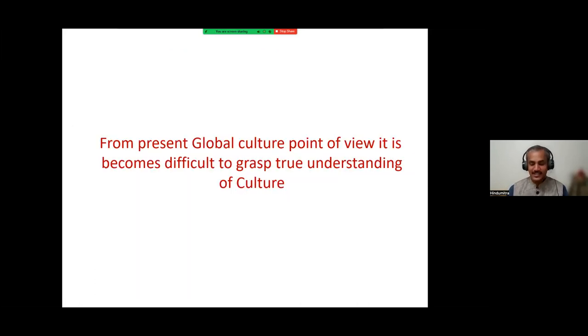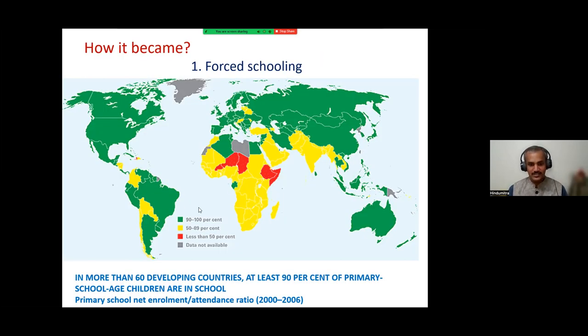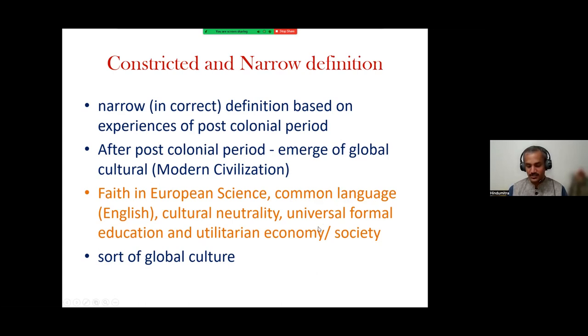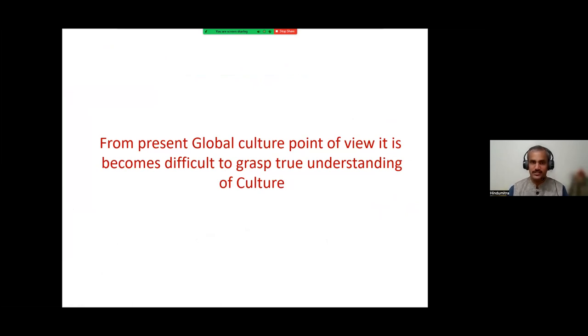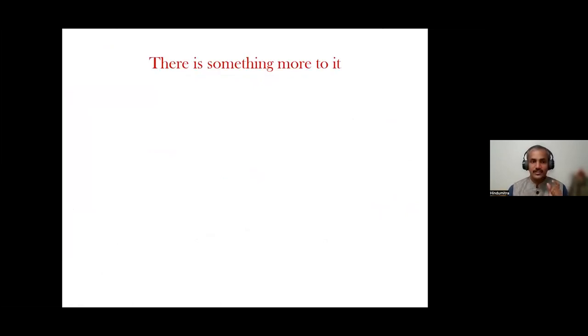So this global culture came with this faith system. Okay, so this has become a global culture. But it doesn't actually say what the culture is. It is talking in periphery. So we have to understand what the culture actually means. So the culture has something more to it.